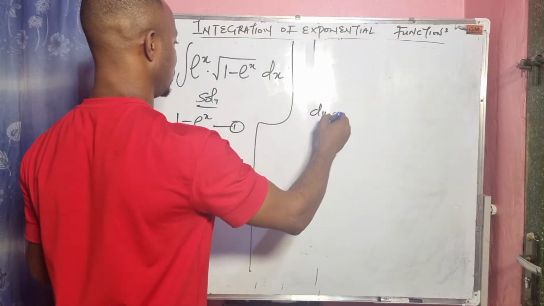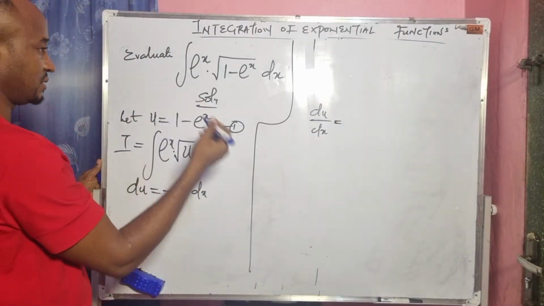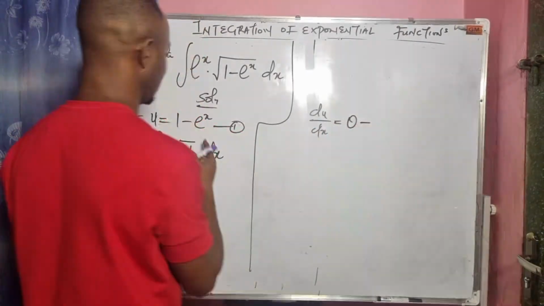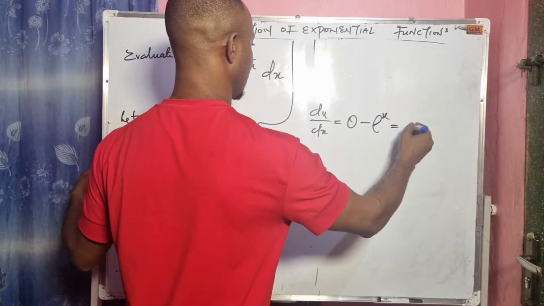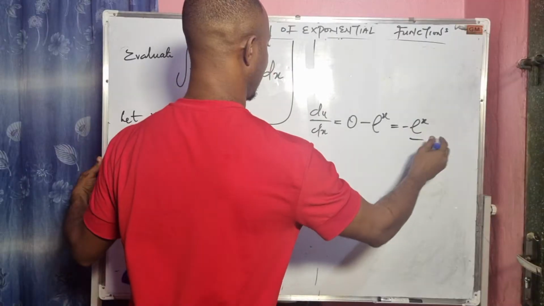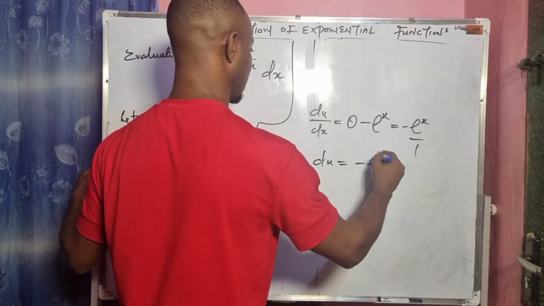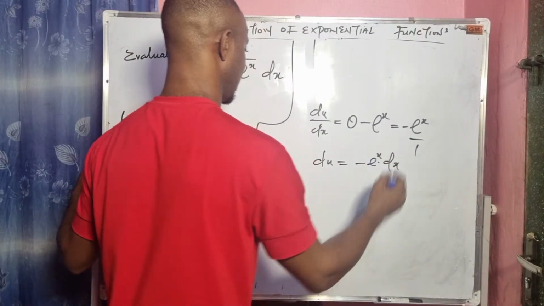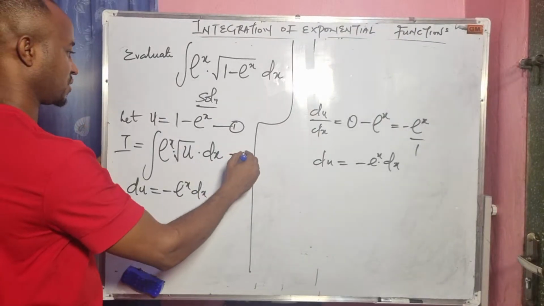Like I say, du over dx. Differentiating 1 is 0, so we have 0 minus, differentiating e^x remains e^x. So we have here minus e^x. By the time we cross multiply, this becomes du equals minus e^x dx, right? Minus e^x dx. So let's go. This is equation 2.